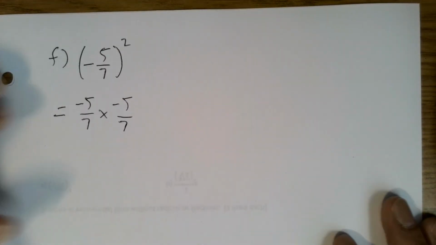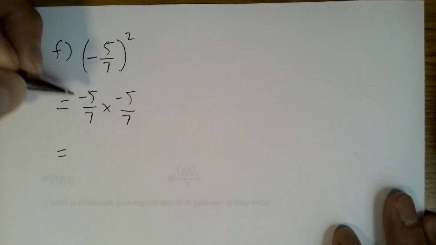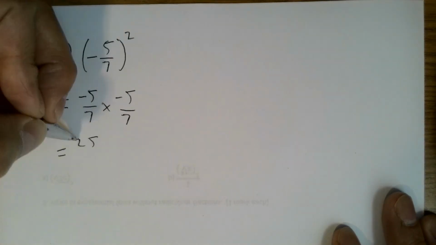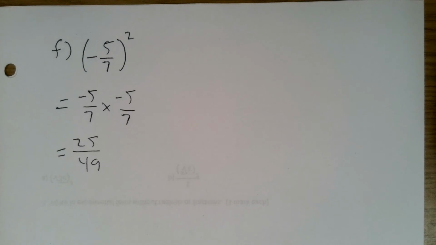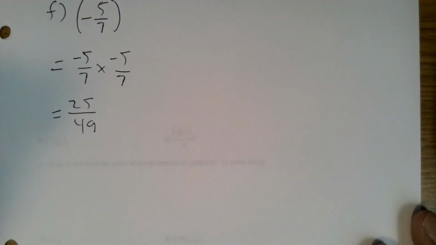Oh, and that's easy. -5 times -5 is 25. 7 times 7 is 49. Done. So just remember, squaring means times itself. Next one, G.